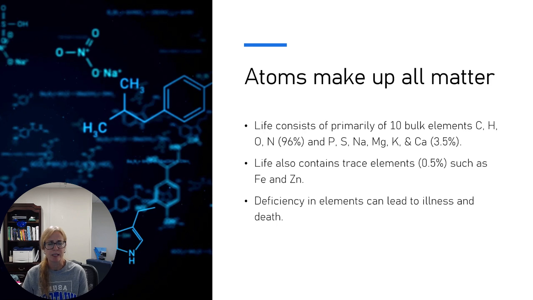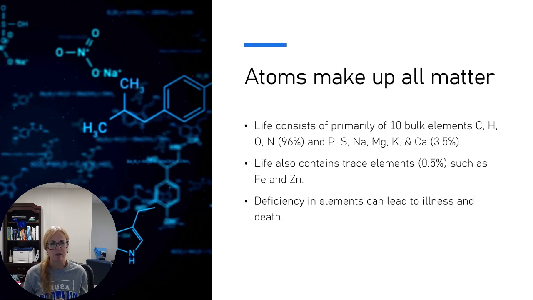The 3.5% of phosphorus, sulfur, sodium, magnesium, potassium, and calcium, a lot of those actually work as electrolytes in our body. So we have a sodium potassium pump that's really important in moving things in and out of cells. Calcium is really important, obviously, for our bones, but also for muscle contraction. Magnesium is another electrolyte. And then sulfur and phosphorus also are important components in bones. So those are all things that are found in the human body in larger amounts.